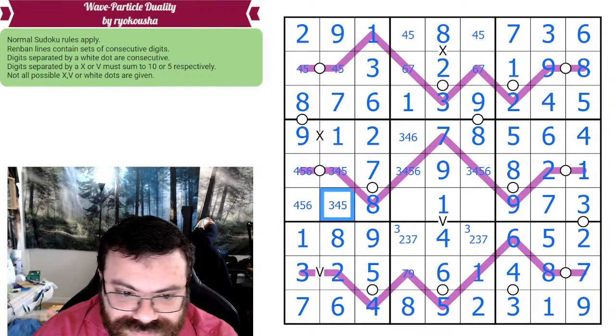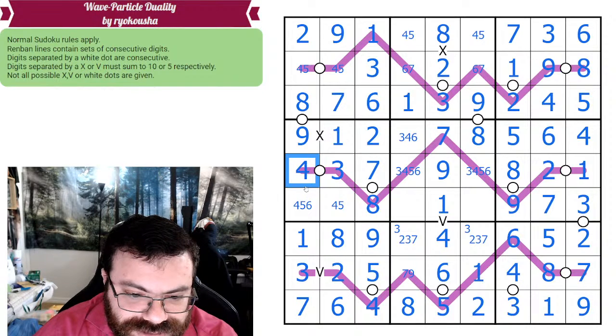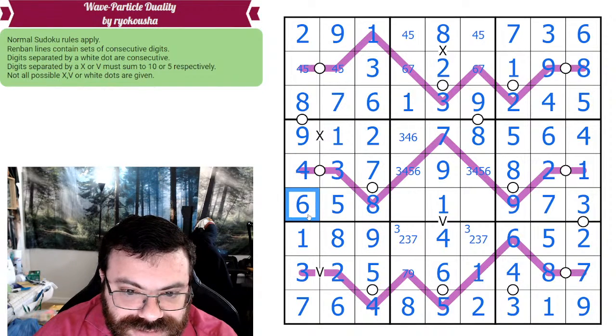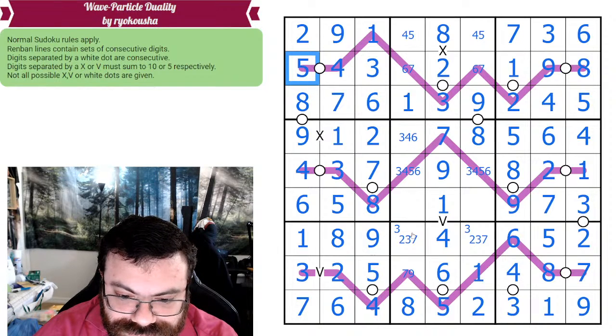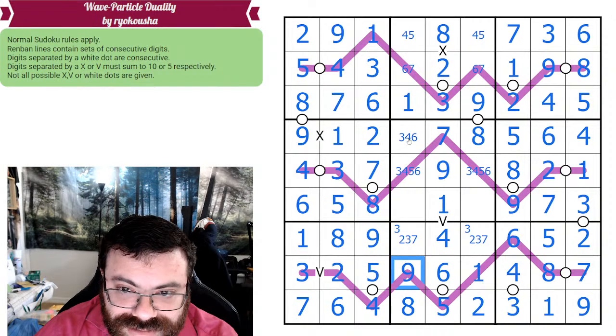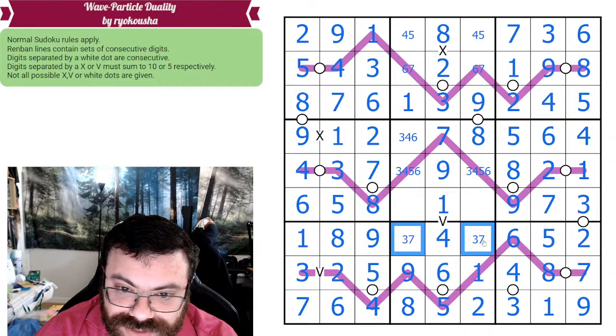Okay, this is not a 3. So now the 3 in the box goes here. That puts a 4 here. 5, 6, 4, 5. Something's going on here. Yeah, that's a 9. These can't be 2. So they're a 3, 7 pair. Do I see?